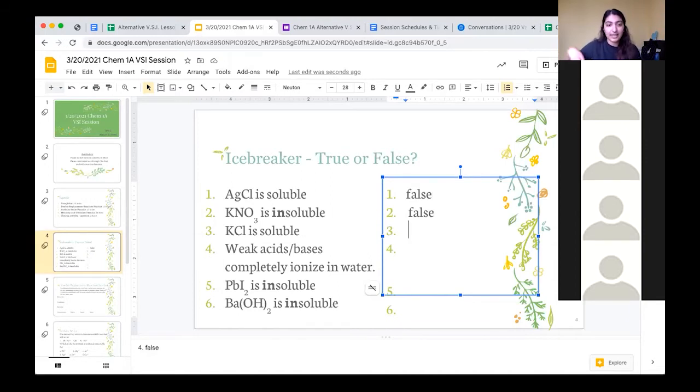The next one is KCl is soluble. Is this true or false? True. Yeah, correct. KCl is soluble. The next one is a statement: weak acids/bases completely ionize in water. True or false?